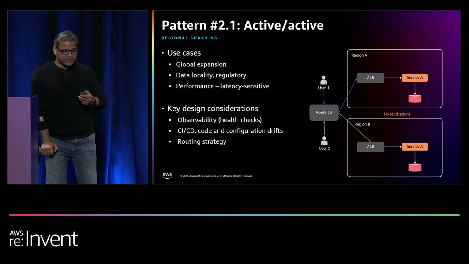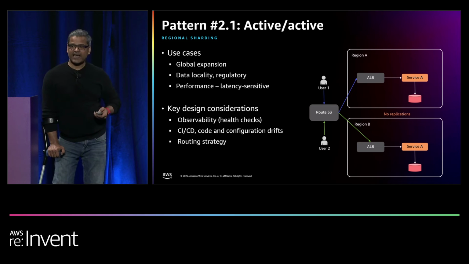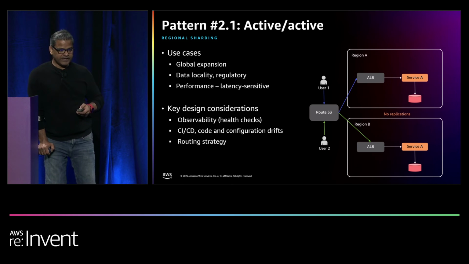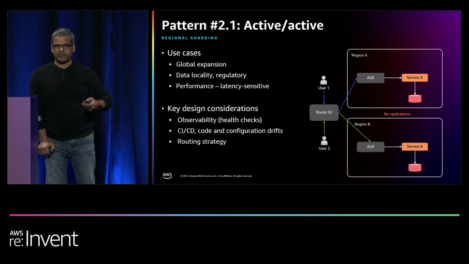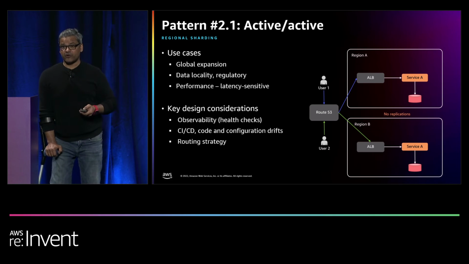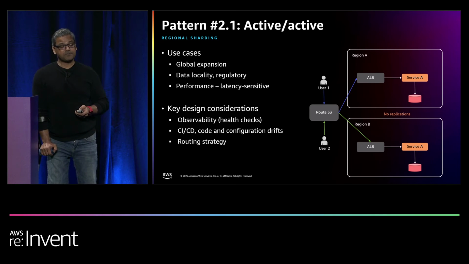The design consideration in this pattern remains the same as before. We still have to think hard about the observability, how the system is behaving, and your deployment strategy, because even in this case, we want to make sure application experience is consistent, and also how you're going to route the user between the regions. We'll dive a little deeper on the routing strategy later on.